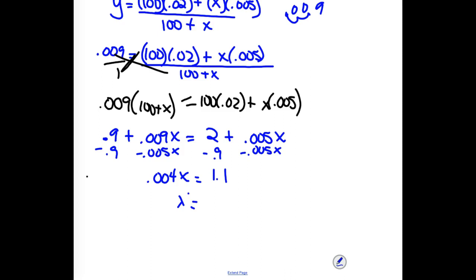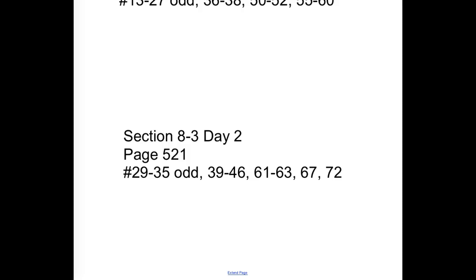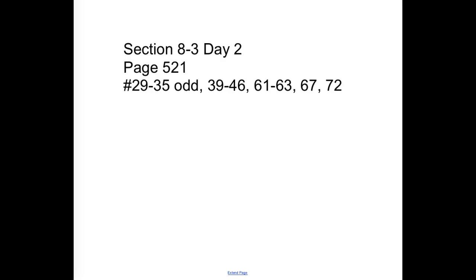All right. So our X value is going to be 275, and that was milliliters. So we have 100 milliliters of 2%. We're going to add 275 milliliters of this weak 0.5% solution to dilute it down to a 0.9% solution. Does that make sense? All right, so you guys are going to do day 2. I will get you some graph paper for that, yes.